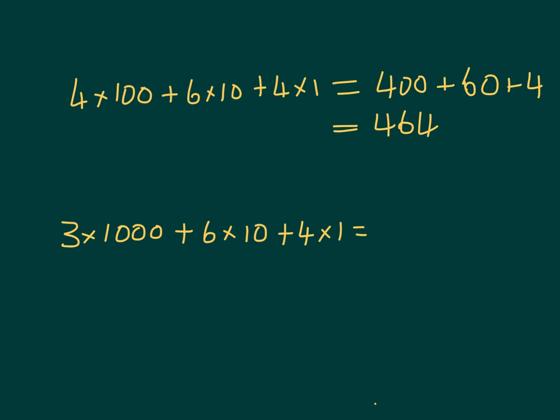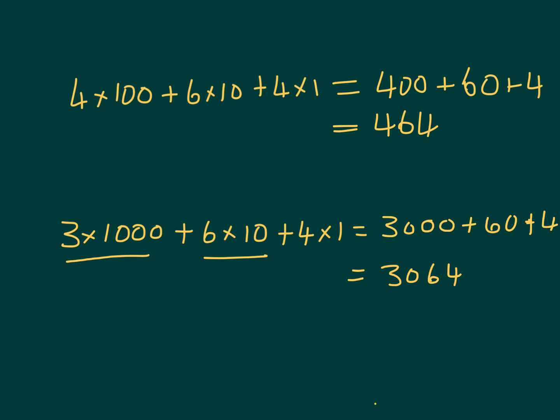Alright, we'll have a go at this one. 3 by 1,000 plus 6 by 10 plus 4 by 1. Have a go. Pause the video. How did you go with that one? I'll try to trick you a little bit here. So 3 by 1,000 obviously is 3,000, plus 6 by 10 is 60, plus 4 by 1 is 4. So what have we got here? We've got 3,064. Well done.